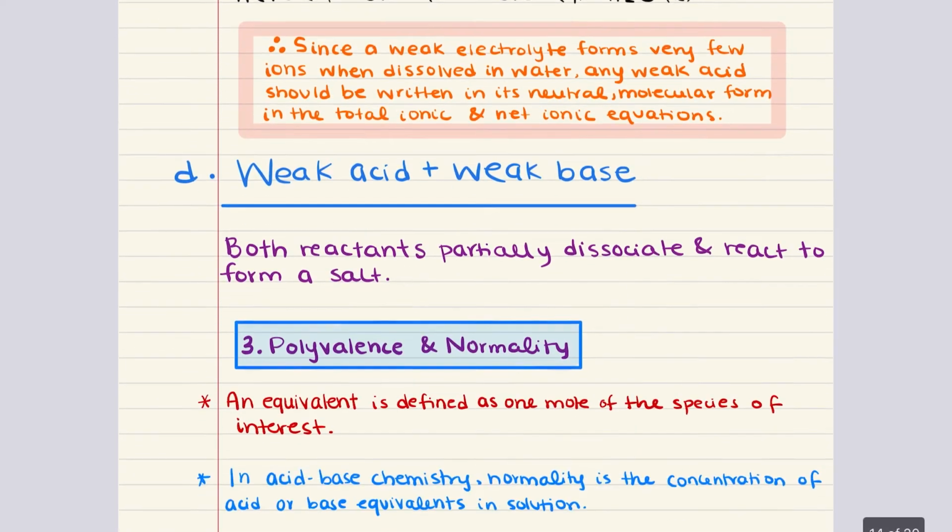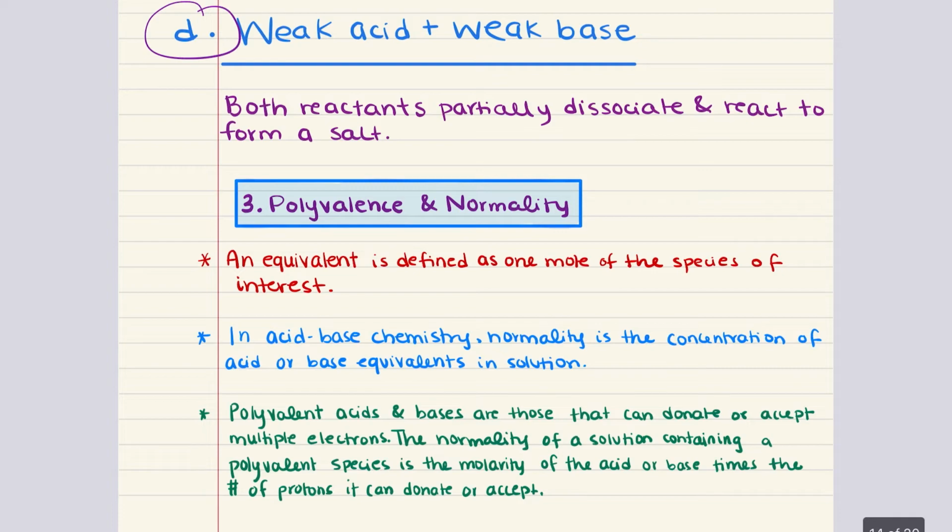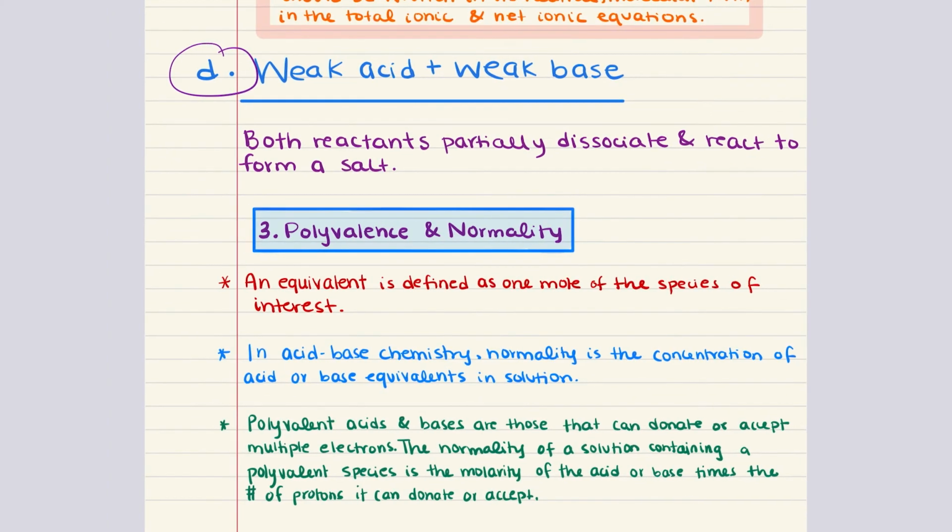Now, for our last scenario, weak acid, weak base. In a reaction between a weak acid and a weak base, both reactants partially dissociate and react to form a salt. The net ionic equation captures the essential reaction, highlighting the formation of the conjugate acid and base. And the pH of the resulting solution really depends on the relative strengths and extent of the hydrolysis of the conjugate acid and base. And with that, we've completed Objective 2, and we can move on to Objective 3.